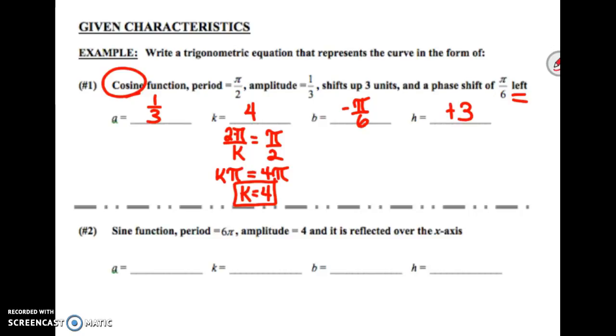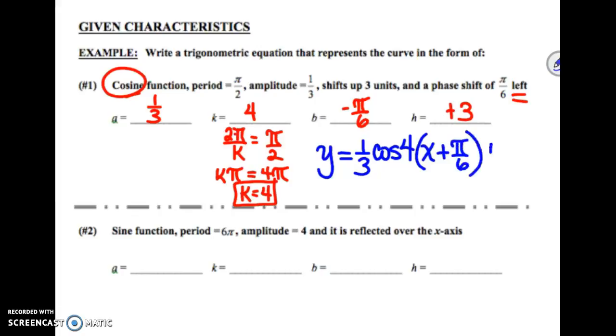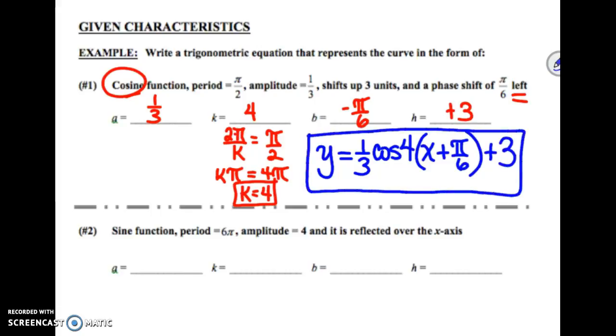So now that I have all this information, all I need to do is write my equation by plugging everything in. It's going to be y equals, my A value is 1/3, cos, don't forget to put your k in, which is 4. I have a phase shift, so I'm going to need parentheses, and it's x minus negative pi over 6. But minus a negative becomes plus pi over 6. And then we have a vertical shift of up 3. So there is the equation that goes with that information.